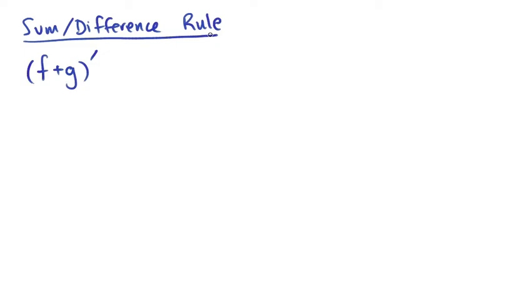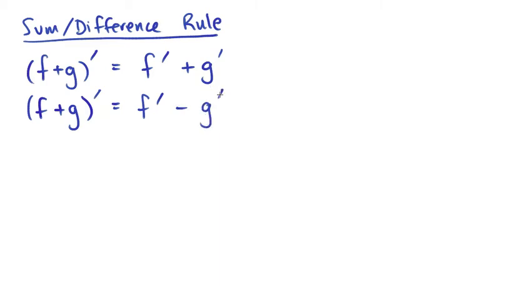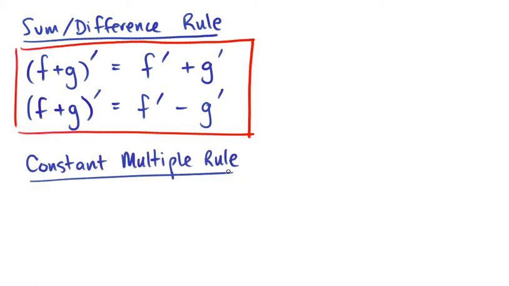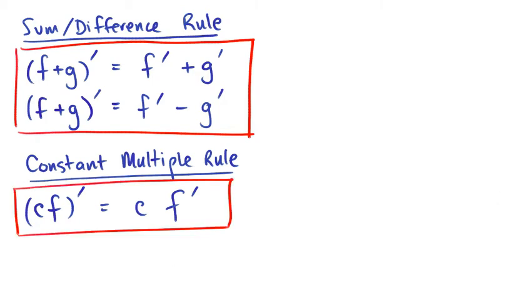There are some other rules as well. There are the sum and difference and constant multiple rules. The sum and difference rule says that if you have either the sum or the difference of some functions, and you take the derivative, you can find that by taking the derivative of the parts. And the constant multiple rule states that if you have a constant times a function and you go and take the derivative, you can just take the derivative and multiply it by that constant. So let's take a look at a couple of these in examples.